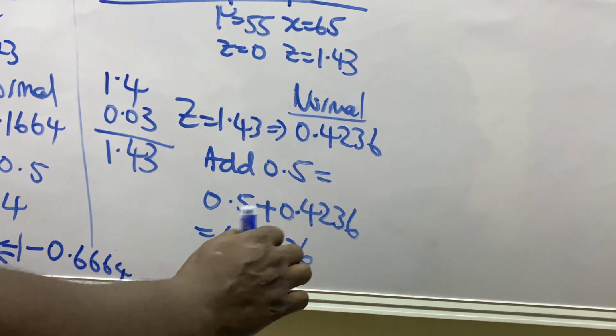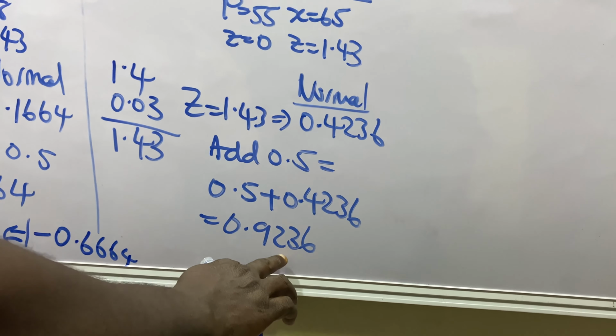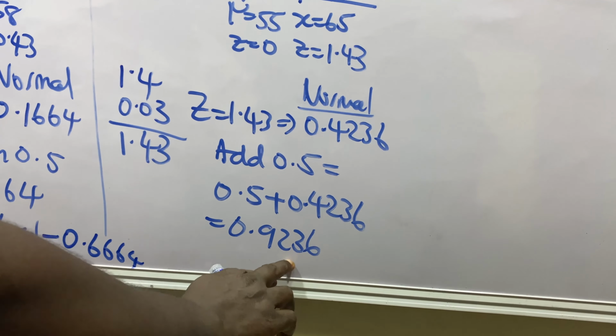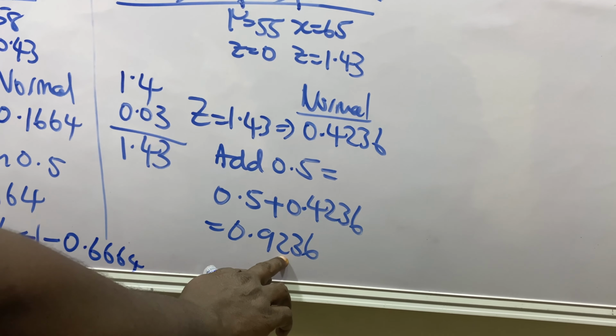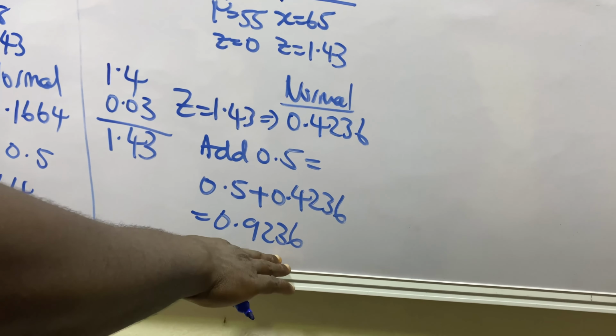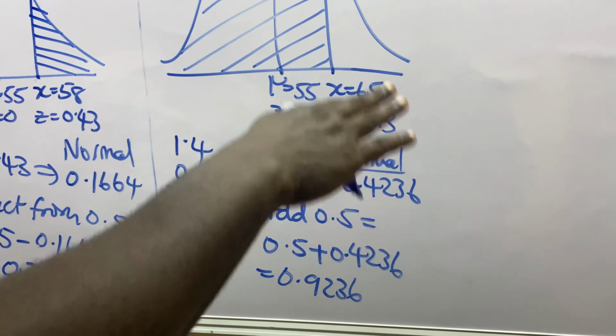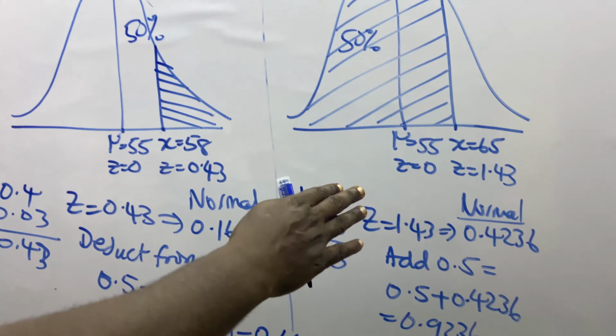So this is the answer. The probability of picking a student that scored less than 65 is about almost everybody. So we have 0.9236. Let's confirm this value from our total distribution, the 100% of total normal table.